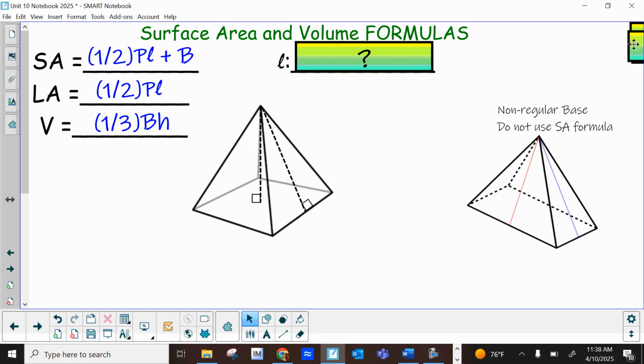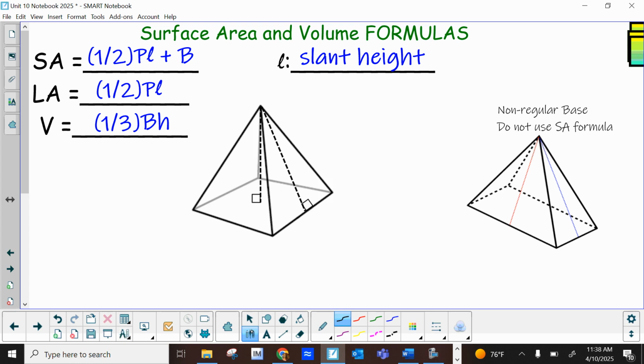Okay, capital B and capital P are going to still stand for perimeter of the base and area of the base, so that's not going to change. The new variable, which is an italicized cursive L, that's going to be known as your slant height. Okay, so let's identify everything here.